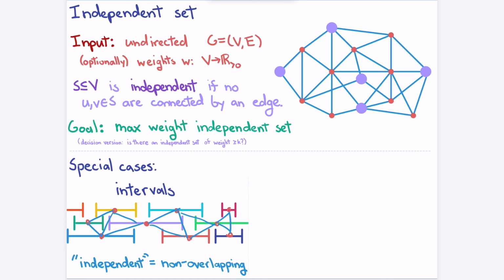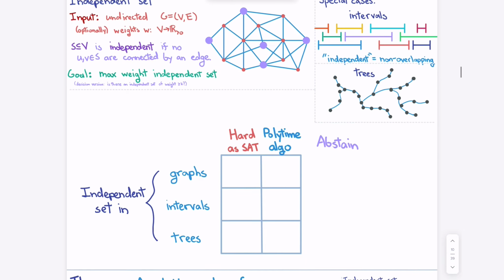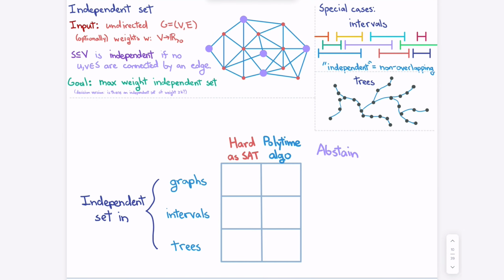And the other special case we'll look at is a tree, an undirected tree. You just promise there are no cycles. So those are what we'll look at: general graphs, graphs induced by intervals, and trees. And for our interactive part of the day, I've set up as usual a poll. We're going to look at independent set in these 3 settings: general undirected graphs, intervals, and trees. For each, we'll try to figure out if it's able to solve SAT, or if we can come up with an algorithm ourselves.